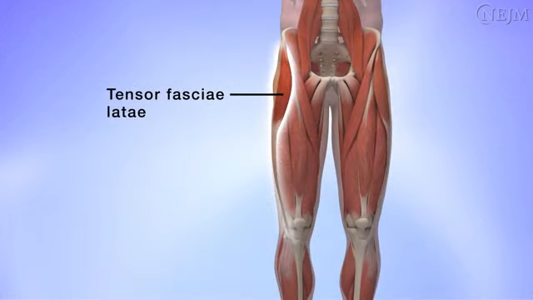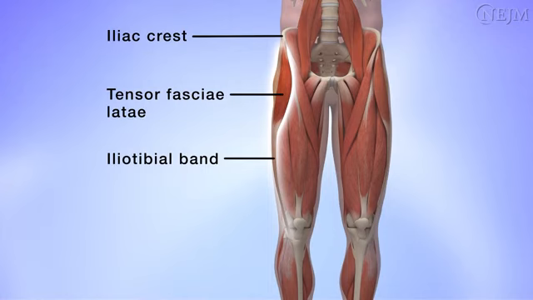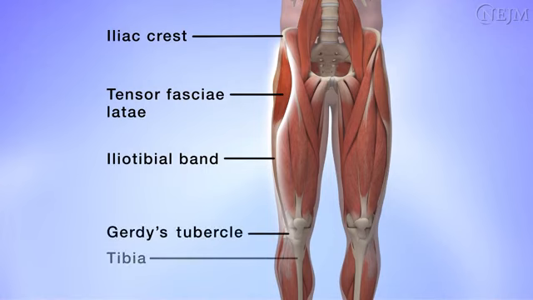The tensor fasciae latae originates in the anterolateral iliac crest. The muscle is confluent with the iliotibial band, which originates at the tendons of the tensor fasciae latae and gluteus maximus, runs along the lateral thigh, and inserts distally at Gerdy's tubercle, located on the lateral aspect of the proximal tibia. This dense tendinous band stabilizes both the hip and the knee joint.